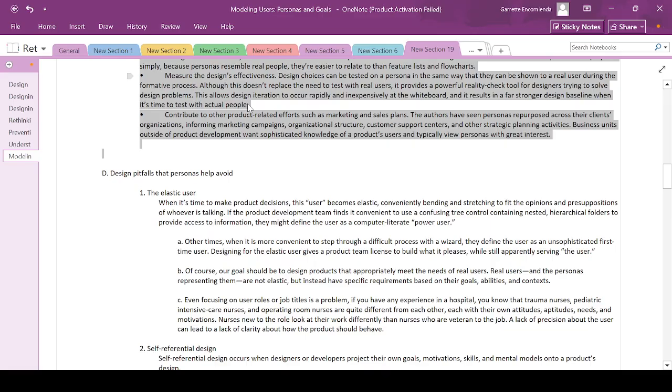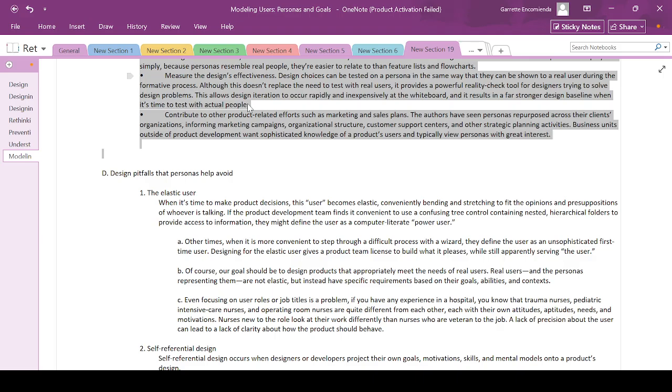This allows design iterations to occur rapidly and inexpensively at the whiteboard, and it results in a far stronger design baseline when it's time to test with actual people. Contribute to other product or related efforts such as marketing and sales plan. The authors have seen persona repurposed across their clients' organization, informing marketing campaigns, organizational structure, customer support center, and other strategic planning activities.